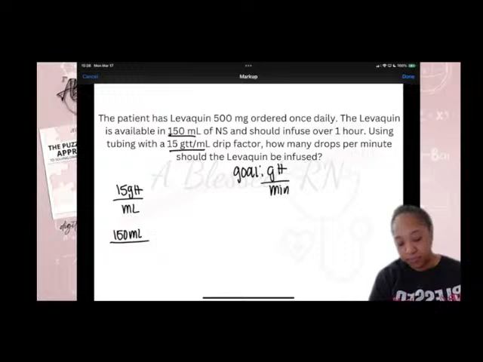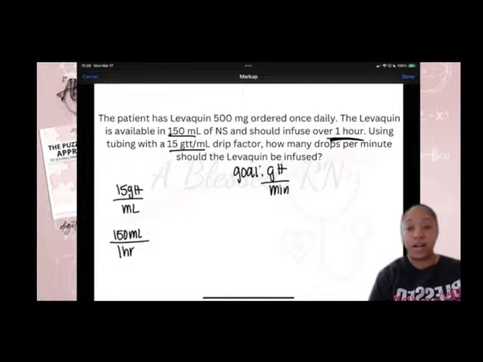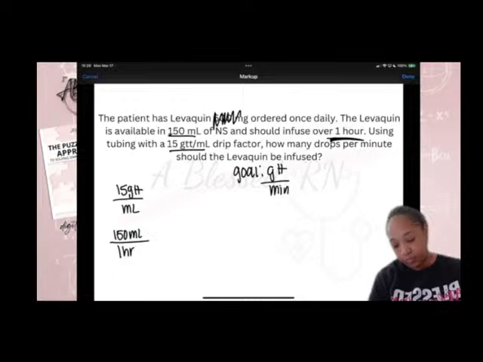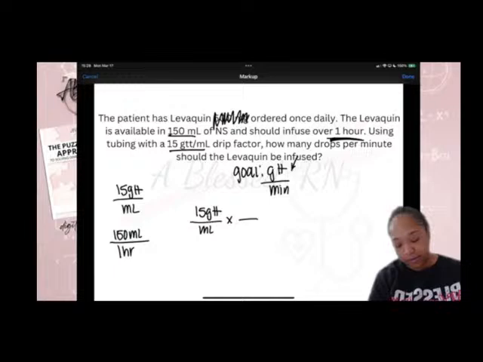So that's volume. It's going over 1 hour, right? So I know I got 150 milliliters that needs to go over 1 hour. Is it asking about gram, milligram, microgram? And then we've got milliliter on the bottom. So I know I need my milliliter at the top. That's how I know what comes next. Whatever's on the bottom and it's not that, I know it has to cancel out. So it'll be 150 mLs over 1 hour.